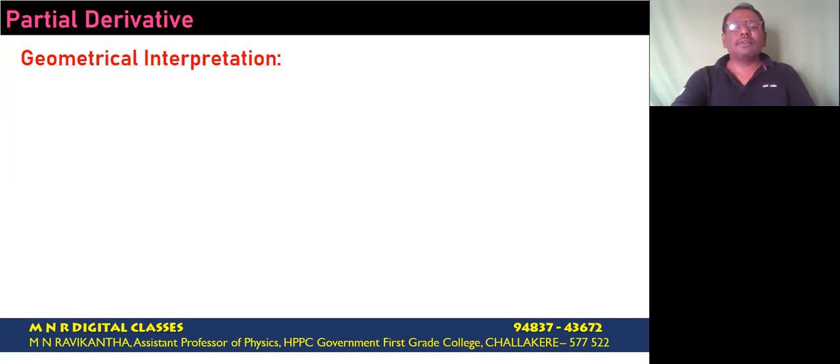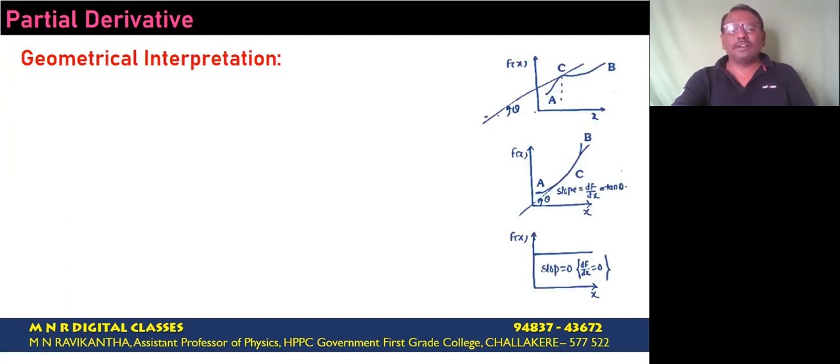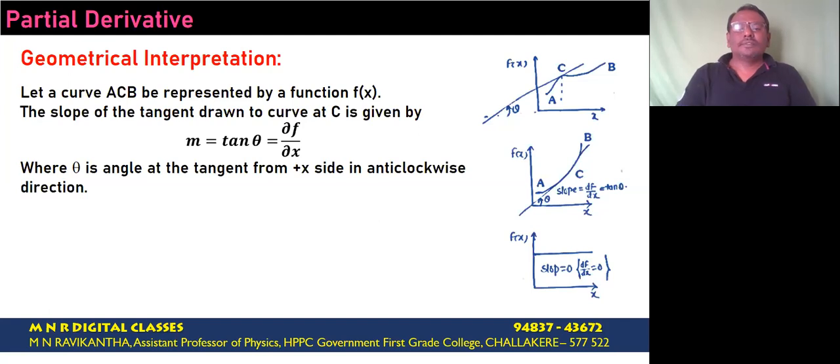Now let us understand the meaning of the term partial derivative in geometrical sense. There is a geometrical interpretation of partial derivative. Now we have three graphs plotted here. Each graph is plotted by taking the function f of x along the y-axis and the space coordinate x along the x-axis. We have three different curves represented randomly.